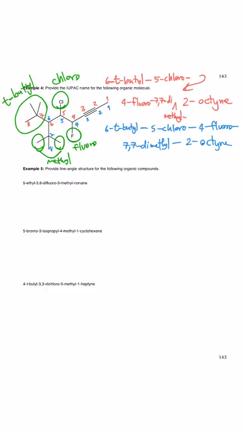My expectation for this chapter section is not only for you to look at the structure and give me the name, but you also need to be able to read the name and draw me the structure as well. So let's take a look at example 5. Example 5 gives you the name of the organic compound, and it's asking you to provide a line angle structure. So first, we are going to take a look at the name.